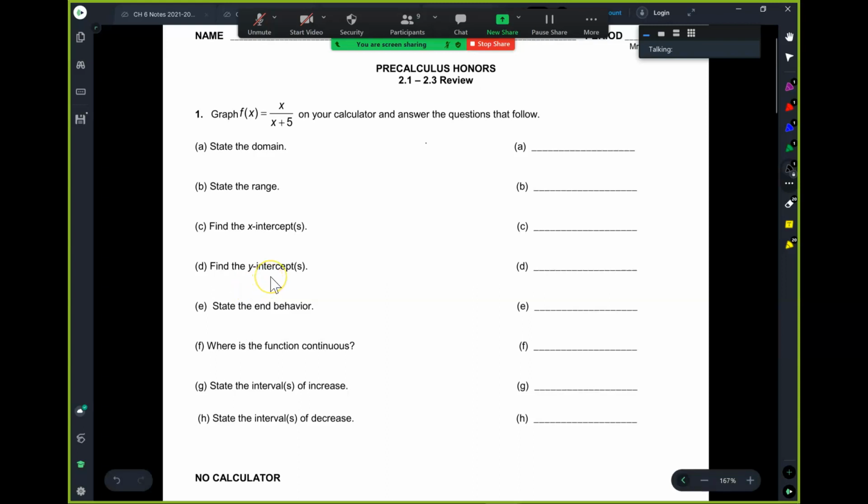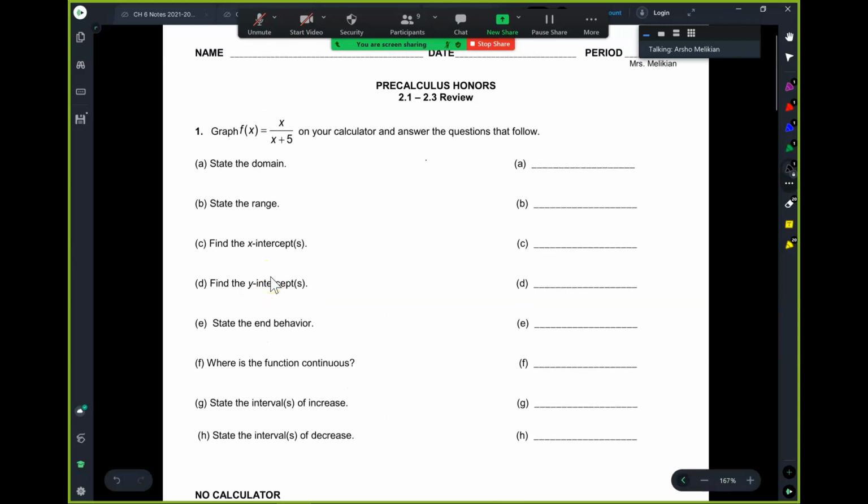Okay, so first of all, you have a rational function, f of x is equal to x over x plus 5. And now the first question it asks you is to state the domain, right?